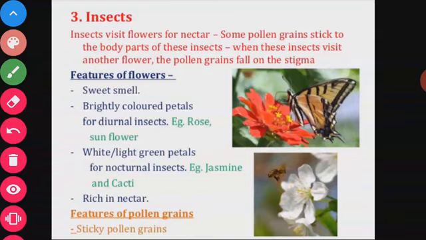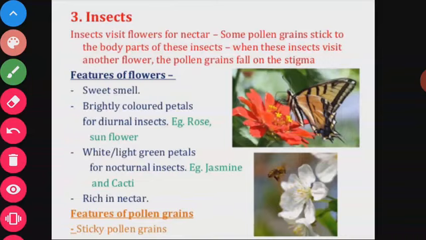What are the features of the flowers of those plants in which pollination takes place through the medium of insects? They have a sweet smell. Second, they are brightly colored. They have brightly colored petals, for example rose and sunflower. They may have light or white-green petals for nocturnal insects, for example jasmine and cacti. And those flowers are rich in nectar.